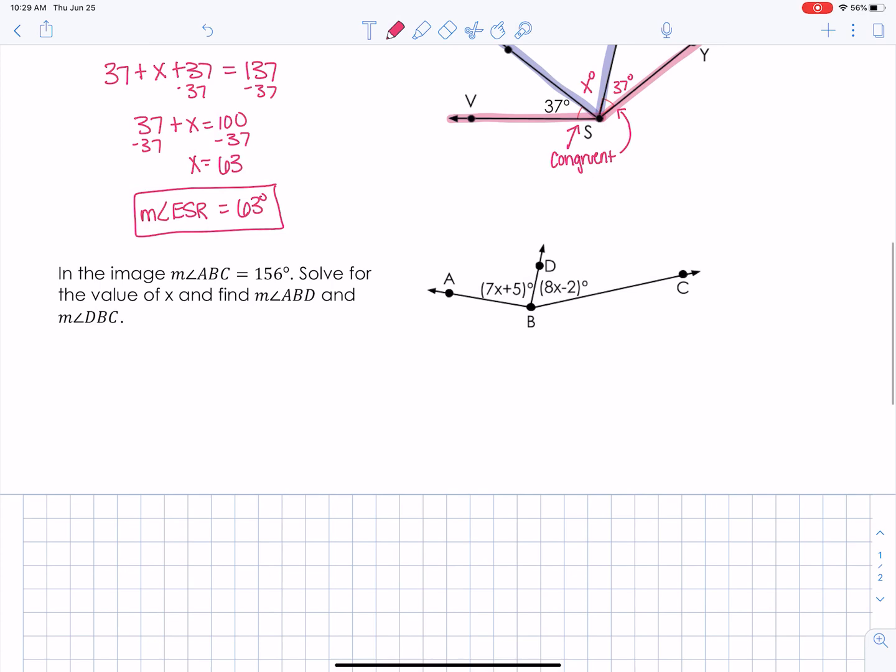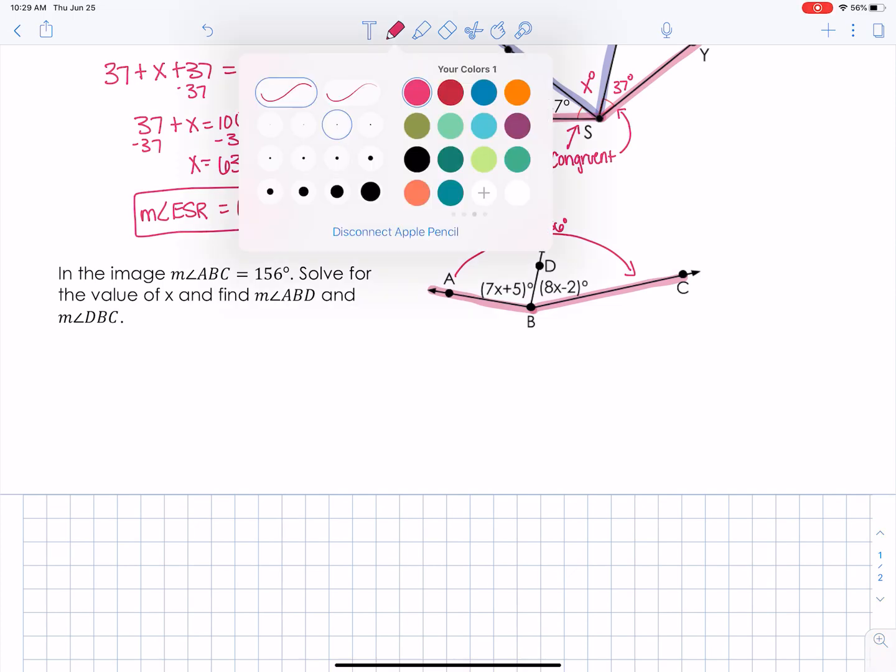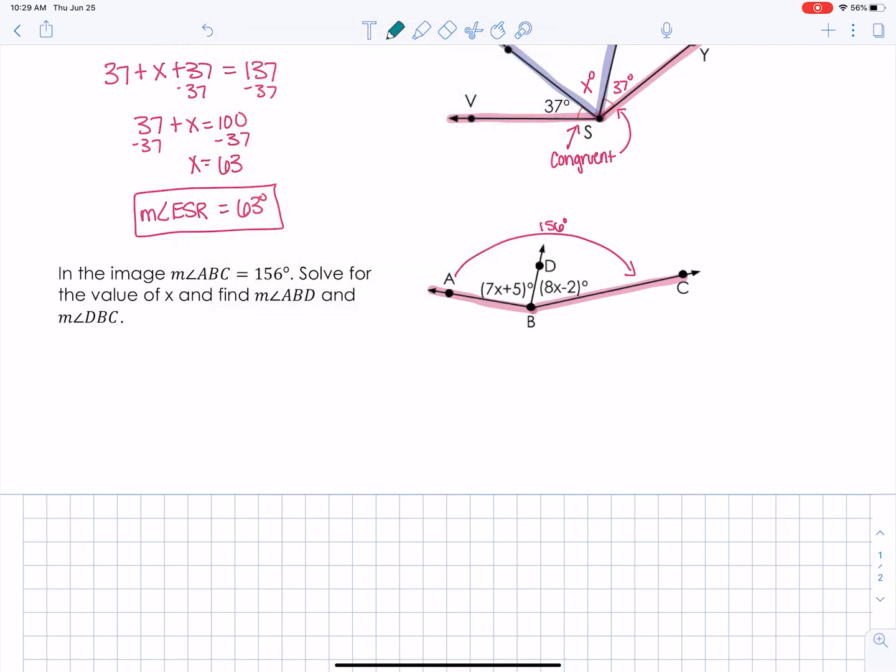Okay, so let's look at this last one. In the image, the measure of angle ABC is 156 degrees. So let's find ABC. It's the whole angle, and it says the whole angle is 156 degrees. It says solve for the value of x and then find the measure of each angle. So to solve for the value of x, we are going to have to use the angle addition postulate. We're going to have to say 7x plus 5 plus 8x minus 2 equals 156 degrees.